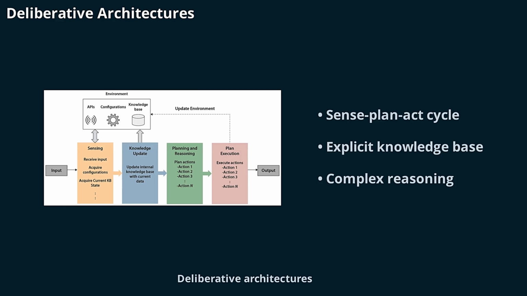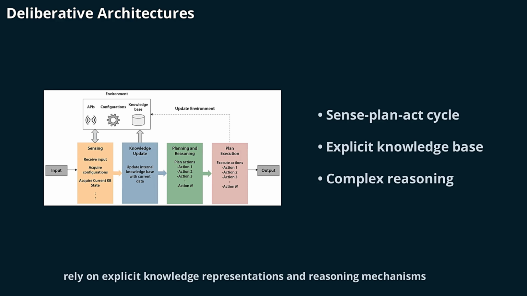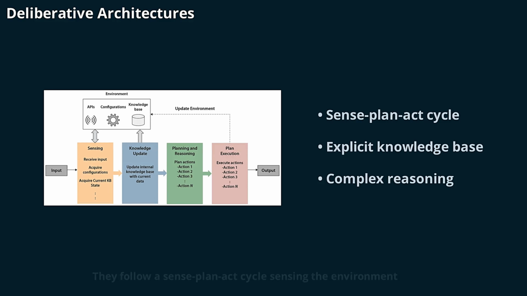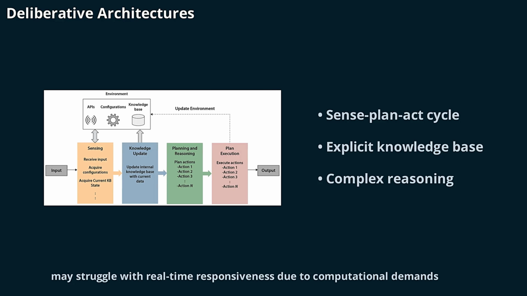Deliberative architectures, also known as knowledge-based or symbolic architectures, rely on explicit knowledge representations and reasoning mechanisms. They follow a sense-plan-act cycle, sensing the environment, updating the knowledge base, planning actions, and executing them. These architectures excel at complex reasoning and planning but may struggle with real-time responsiveness due to computational demands.